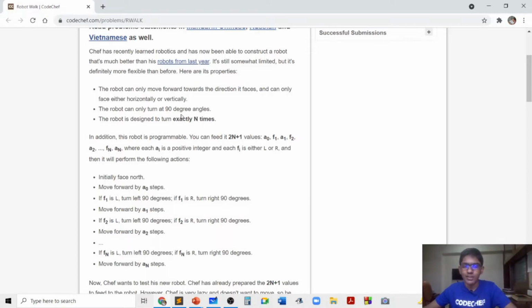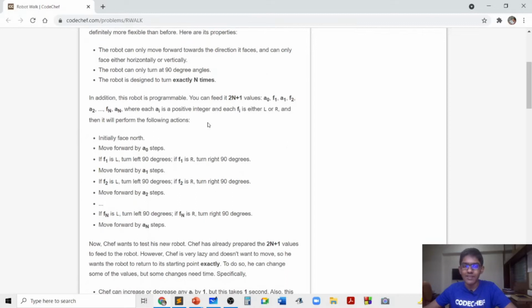And the robot is designed to turn exactly n times. This means that the robot has to move forward n plus 1 times. So basically we need to give it two values, n and n plus 1. The n value will represent the number of times it will turn, and the n plus 1 value will represent the number of times it moves forward.